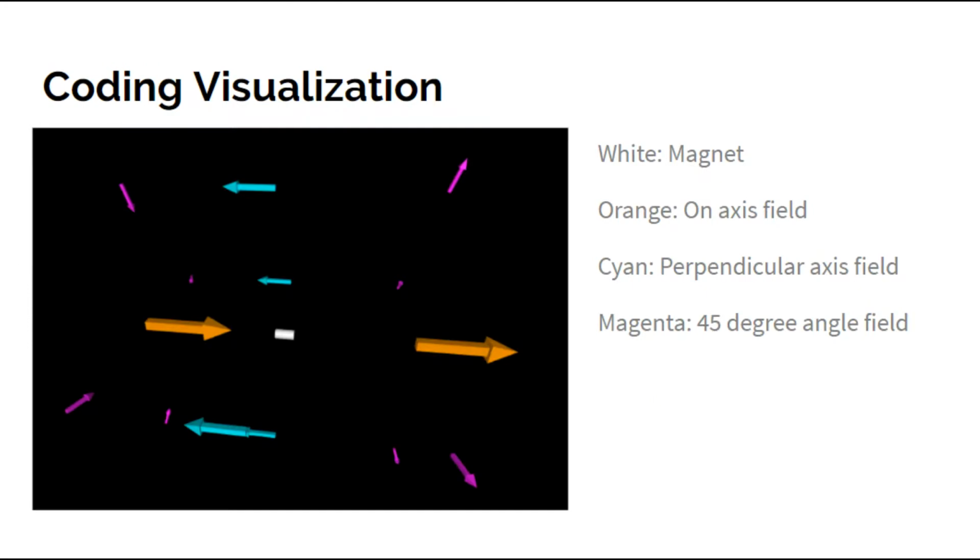This image is the graphic created by the code. The white bar in the middle is the magnet. The orange arrows represent the magnetic field along the axis of the magnet. The blue ones are the magnetic field of points on the perpendicular axes of the graph, and then the magenta arrows are the fields at points at a 45-degree angle to the axis of the magnet.